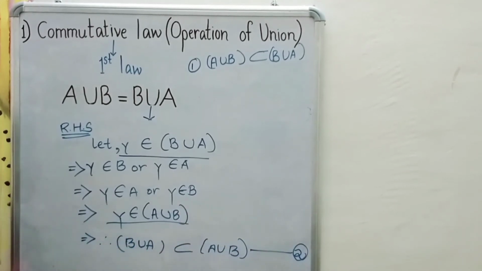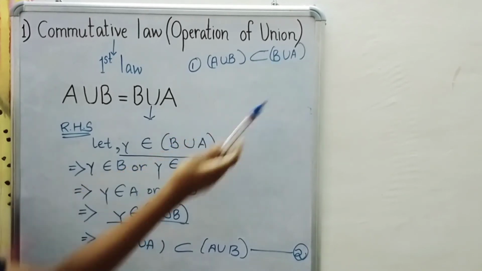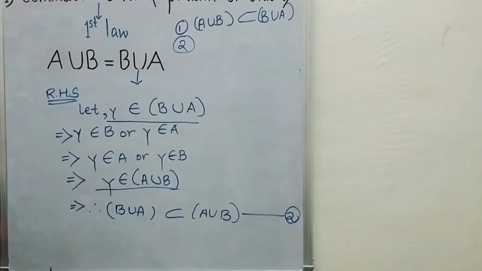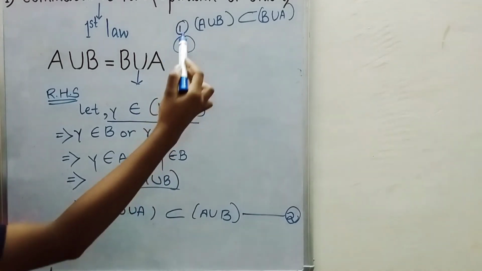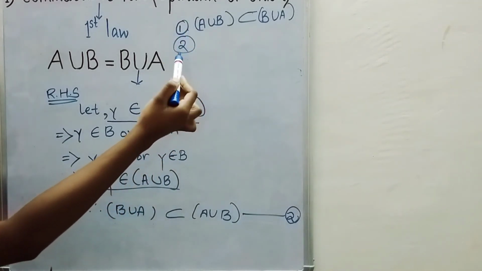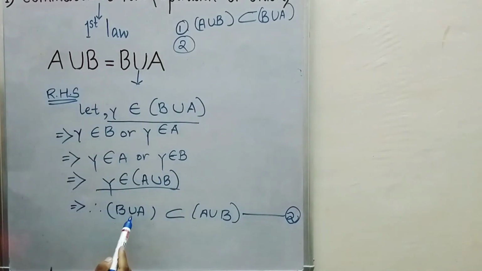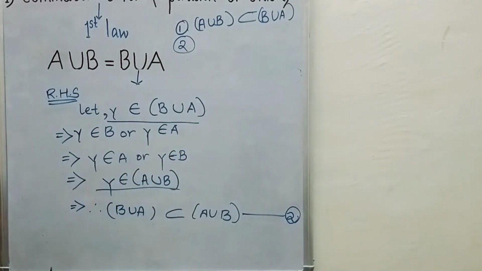But you can notice that here A union B is a subset of B union A, and here B union A is a subset of A union B. Thus we can conclude that, not just by saying it, we have to write it down, because in mathematics we need everything in written form. We can conclude from equations 1 and 2 that these two are equal. Not these two, the main things. This and this, or this and this, we can say. Let's note it down.